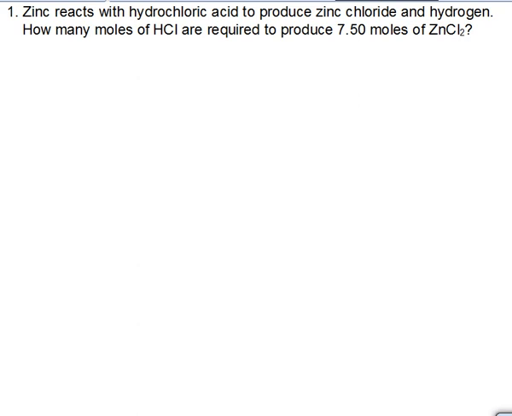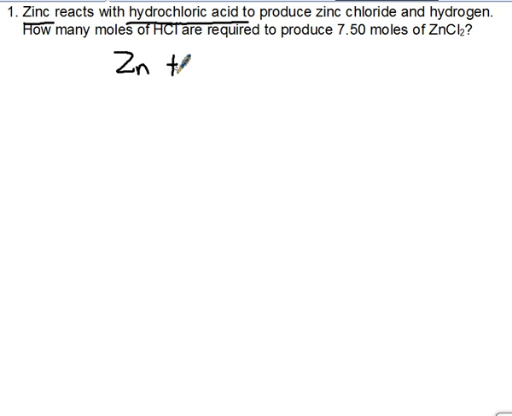This is Stoichiometry Test Review, Question 1. The first thing you are asked to do is to write a chemical reaction. You have zinc reacting with hydrochloric acid. So I'm going to put zinc and hydrochloric acid.